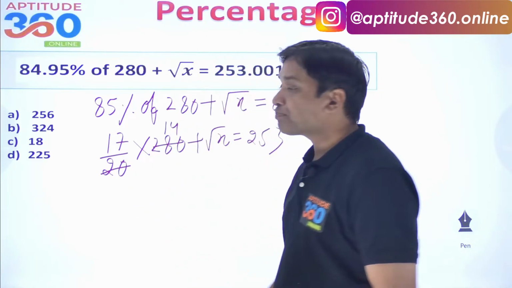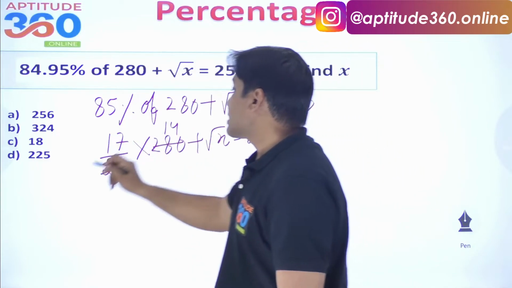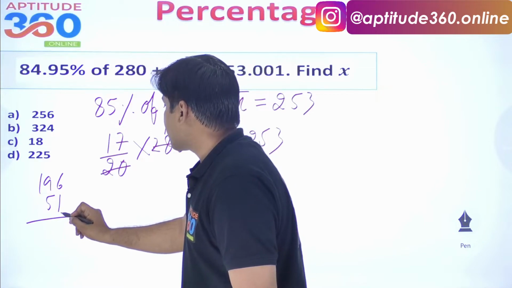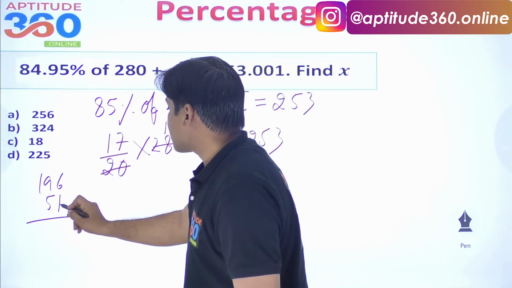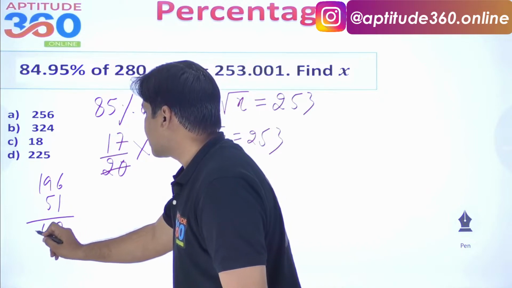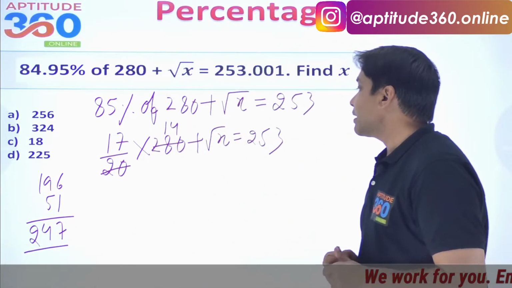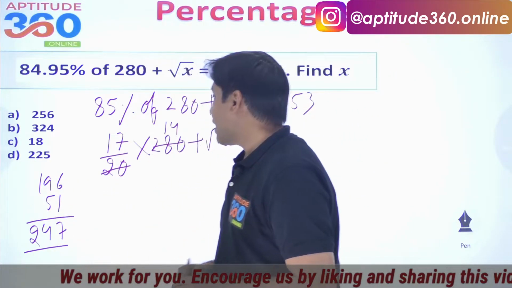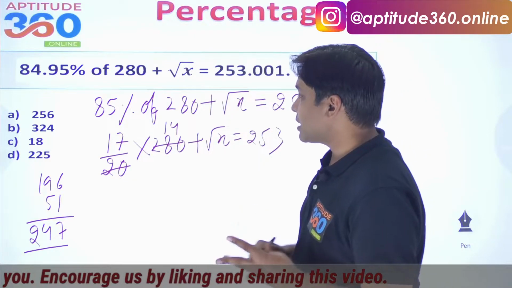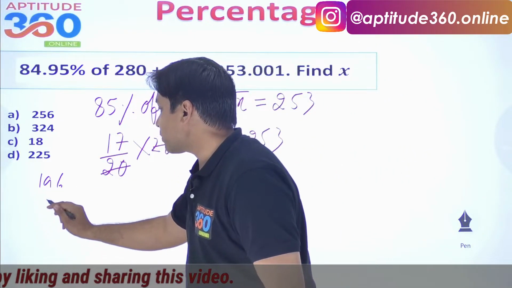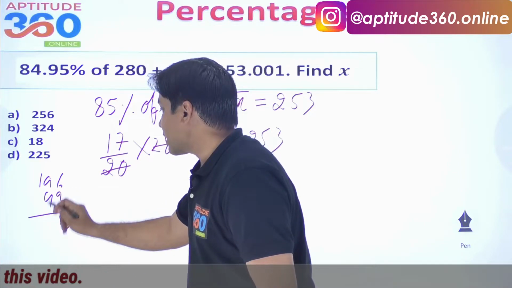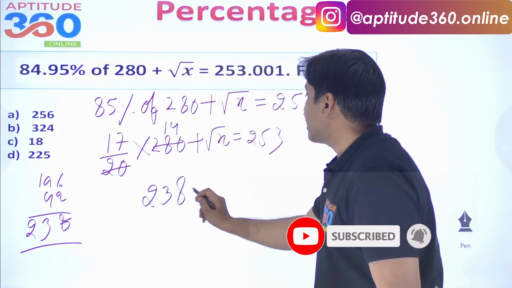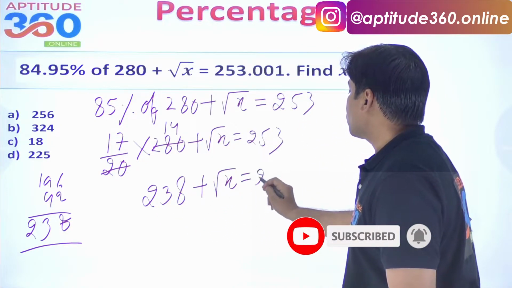So this is going to be what? This is 14. Now how do you simplify 14? 17 into 14 is 196 and 51, and that's going to be 247, right? So I will write 14 into 7. I'm so sorry. 14 into 14 is 196. 14 3s are 42. It should not be 51, rather it should be 42. So if this is the case, you should be having 238. So this value is 238 plus under root of x is equal to 253.